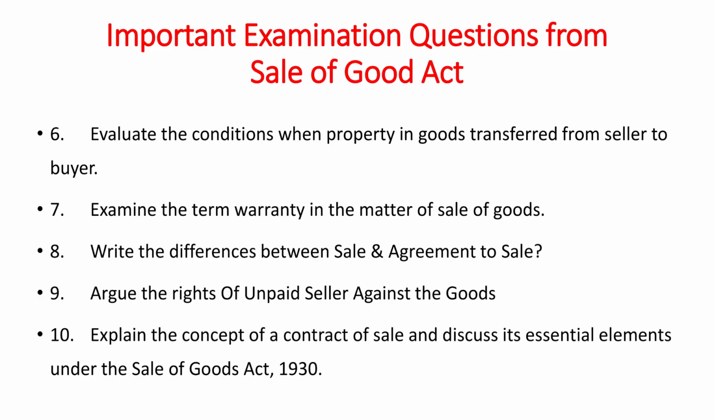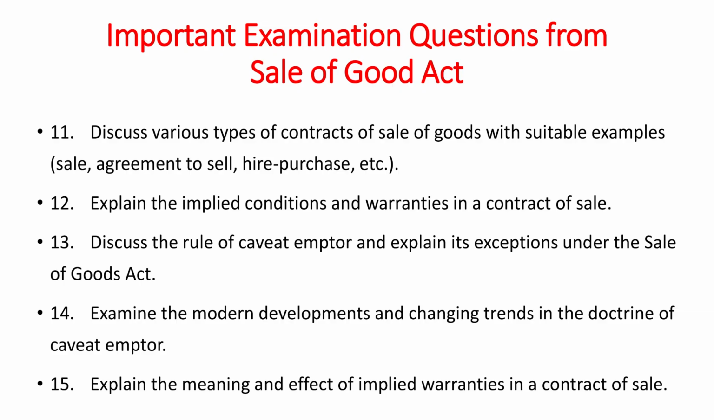10th. Explain the concept of a contract of sale and discuss its essential elements under the Sale of Goods Act, 1930. 11th. Discuss various types of contracts of sale of goods with suitable examples: sale, agreement to sell, hire purchase, etc. 12th. Explain the implied conditions and warranties in a contract of sale.